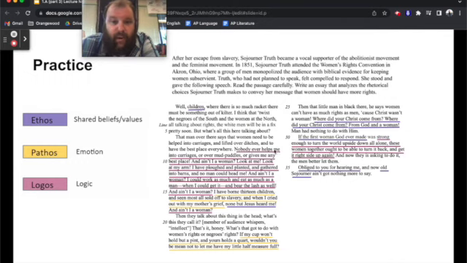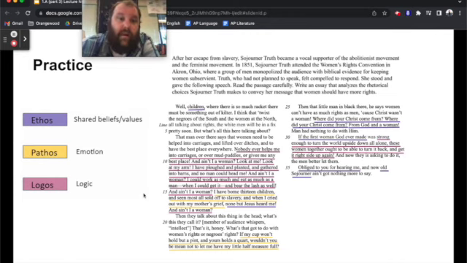When she says, "Nobody ever helps me into carriages or over mud puddles or gives me any best place, and ain't I a woman? Look at me. Look at my arm. I've plowed and planted and gathered into barns, and no man could head me. And ain't I a woman? I could work as much and eat as much as a man when I could get it, and bear the lash as well. And ain't I a woman?" Okay, how is that logos?